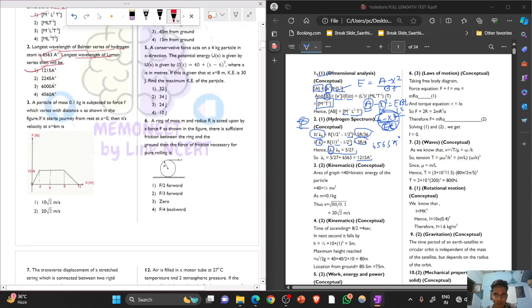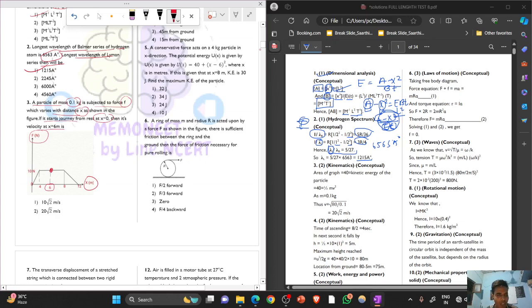This is quite a graphical question. Let's see. A particle of mass this is subjected to a force F which varies with distance as a function of x. It is given that the force is a function of x. If it starts its journey at x equals 0, it is asking about the velocity at x equal to 6. X equal to 6 means this. At this point, it is asking about its velocity.